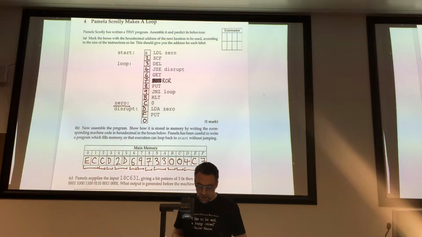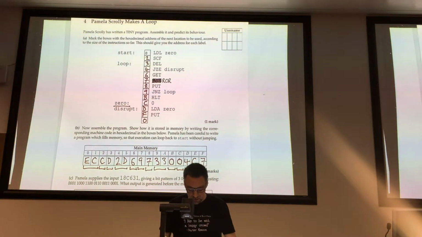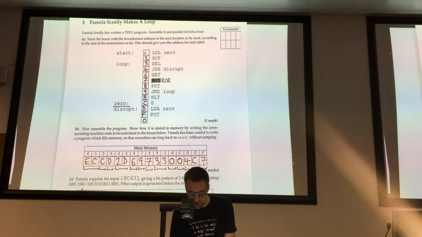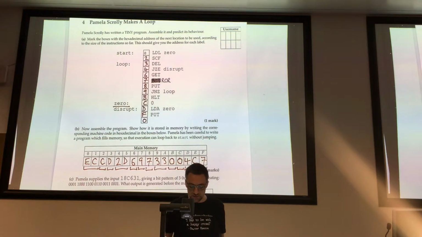We're told here, Pamela supplies the input 18C631, giving a bit pattern of 3 zeros, then 2 ones repeating. So you can see 1 is 0001, 8 is 1000, C is 1, 1, 0, 0. So all the way along, we've got 3 zeros, 2 ones, 3 zeros, 2 ones, 3 zeros, 2 ones, all the way in. So that's the repeating pattern. And we're asked what output is generated before the machine starves.